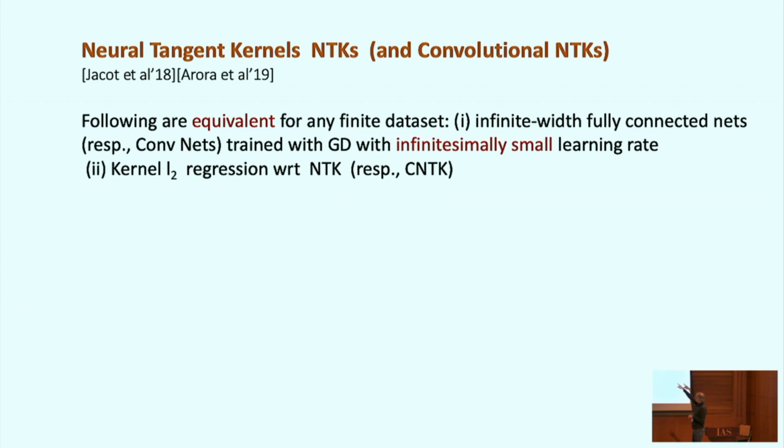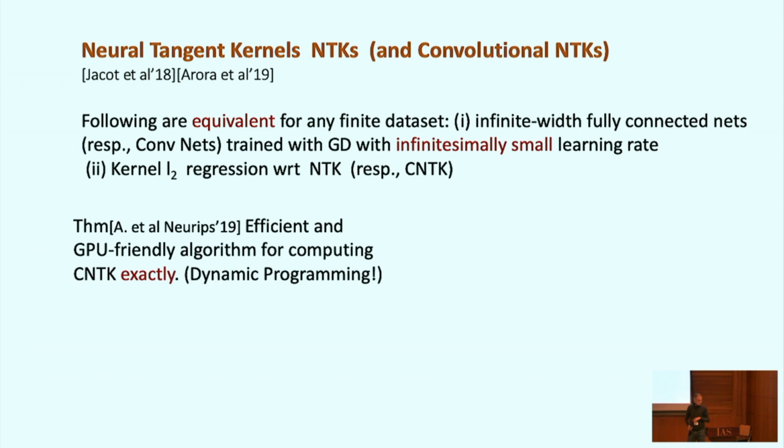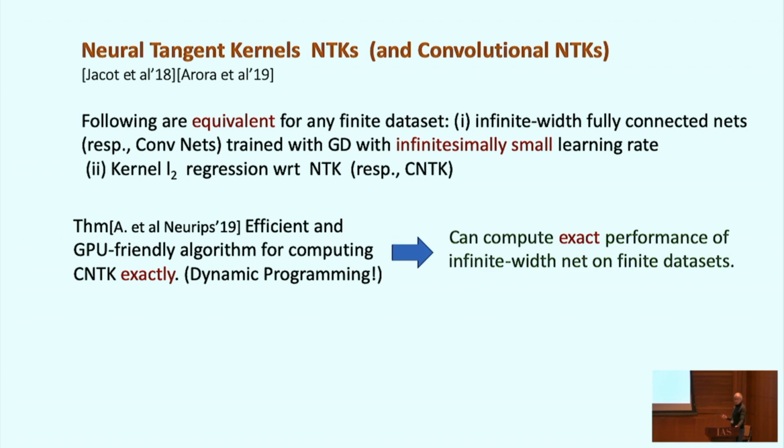So in the infinite limit, as you make the width infinitely large, the neural net training converges to L2 regression with respect to this new kernel. And in this paper upcoming at NeurIPS, we gave an efficient and GPU-friendly algorithm for computing the convolutional analog of the NTK. Okay, and so if you can compute the kernel, you can compute exactly what the infinite net is going to do on any finite data set. So that's how these results were done.